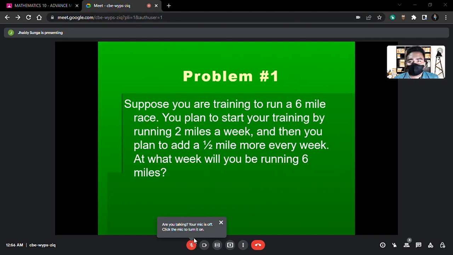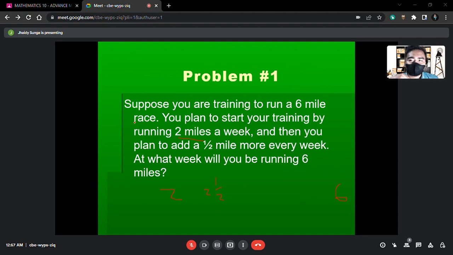So let's try it with problem number 1, no? So suppose you are to run 2 miles in a week. So let us have this given, no? 2 miles per week. Then you are planning to add 1 half. So you are to add up 1 half, so it will be 2.5, right? 1 half every week. Then the miles that you are going to run in the end is 6 miles, no? So we have the given already.